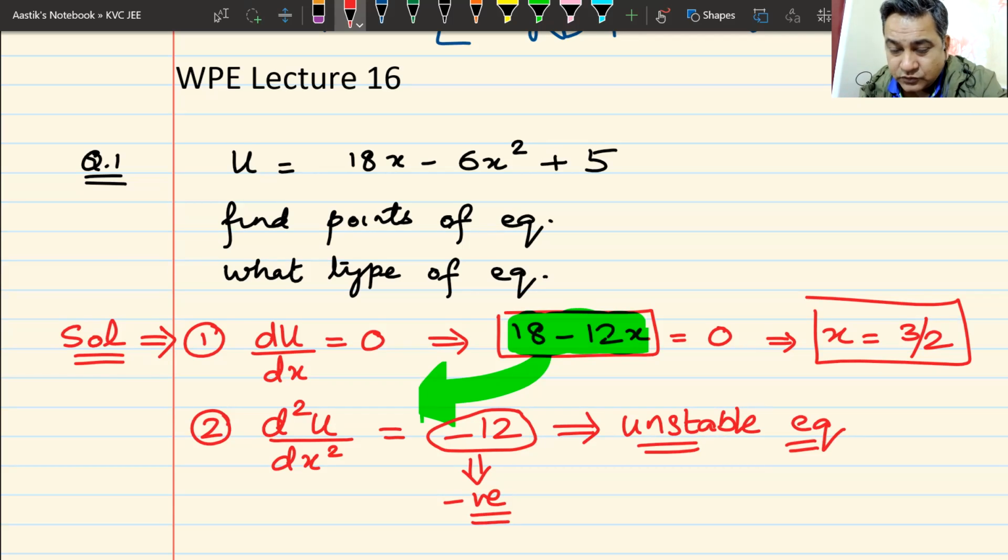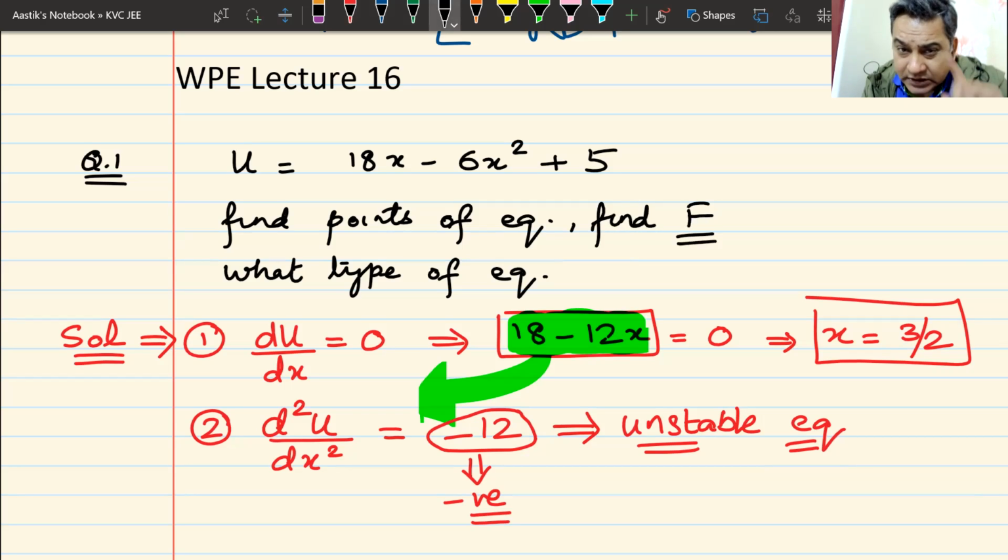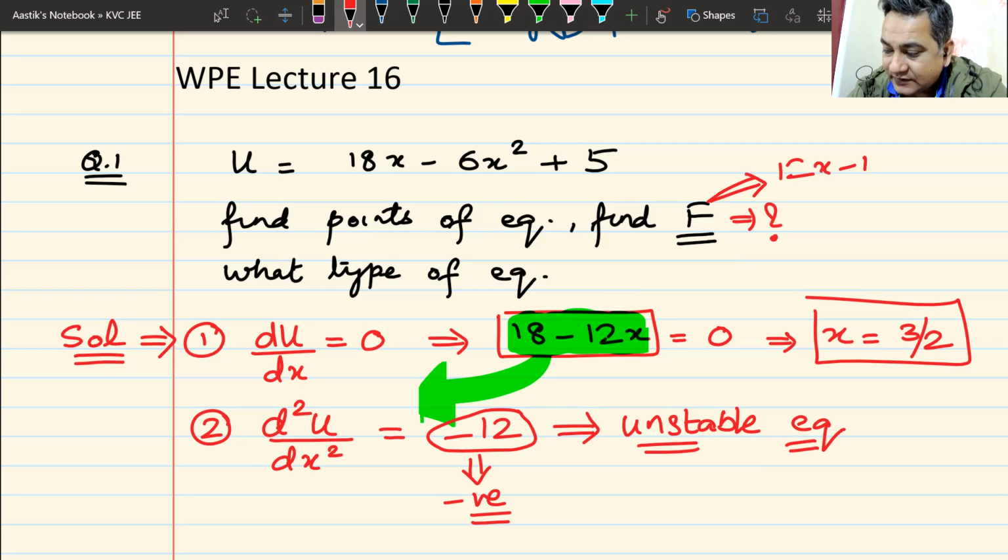If I would have asked you find force as a function of x, I will ask you that question as well. So I'll add up a question here. Find the force on the particle. Then what is your answer? What is the value of force? Force is negative of the derivative. So the answer here for force is 12x minus 18.